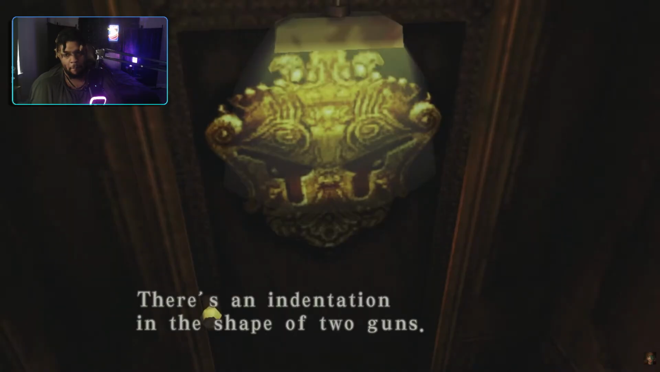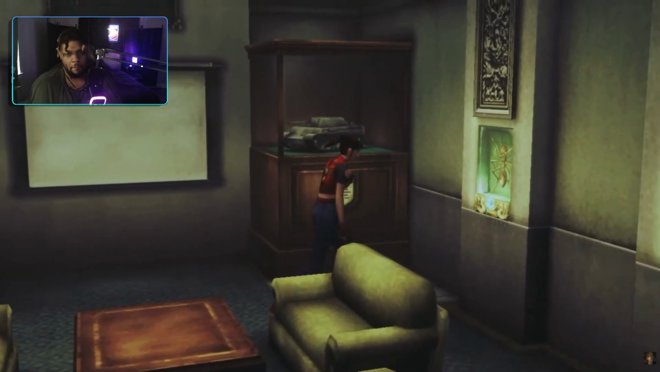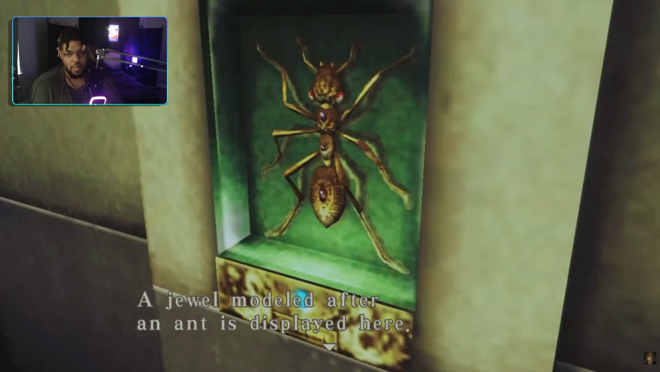Claire also finds a strange door, locked, with a contraption featuring indentations where 2 guns are supposed to be placed. Downstairs, she finds a strange button, and pressing it, a film plays on a projector.